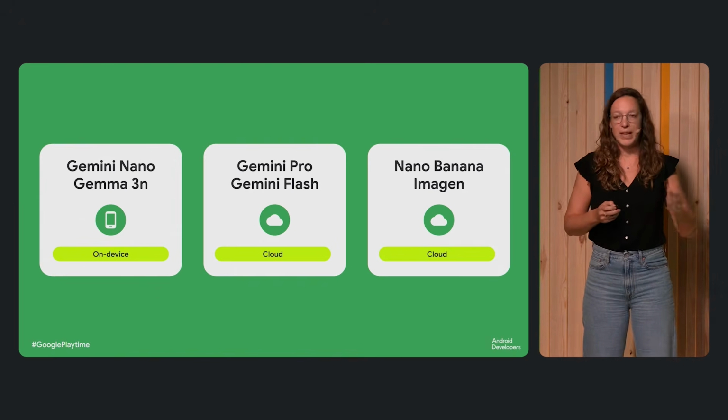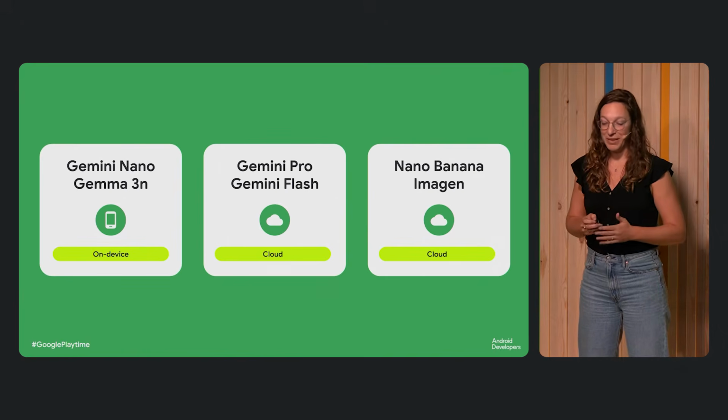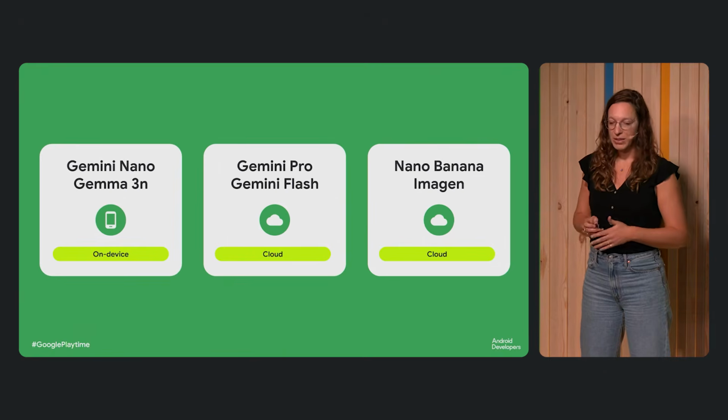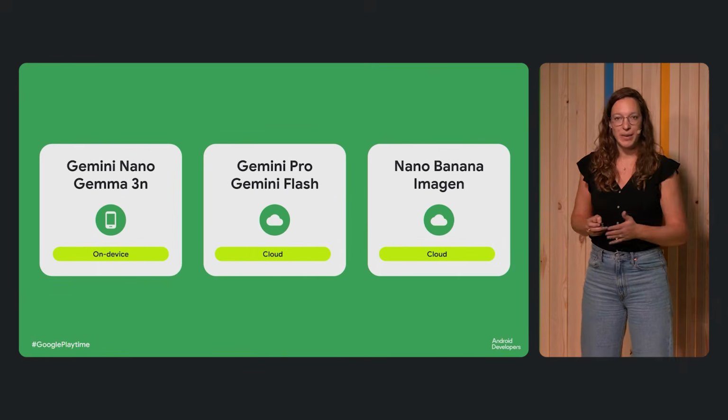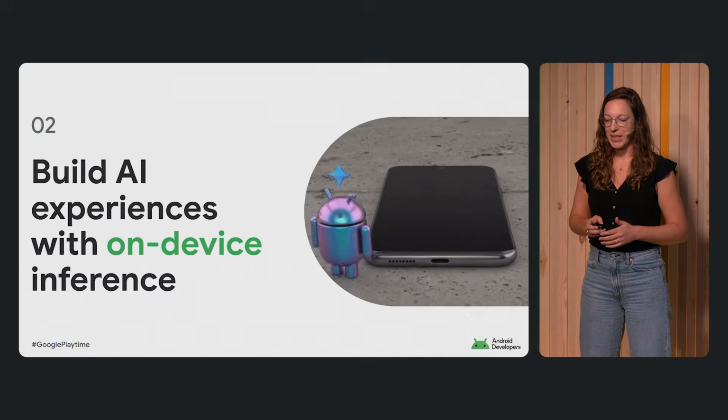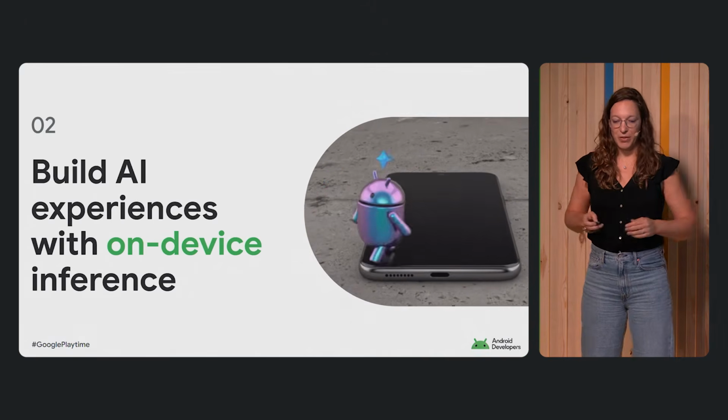Now, after looking at on-device, we will continue with the cloud inference. And we'll look at Gemini Pro and Gemini Flash. But also we'll look at image generation and image editing using the models Nano Banana and Imagen. So let's start with the on-device bit here.